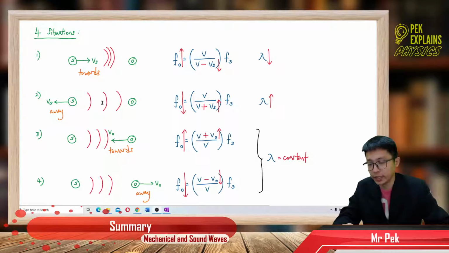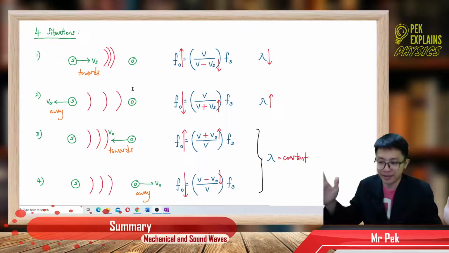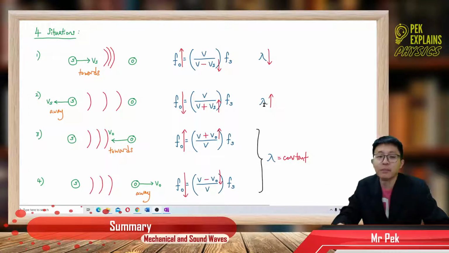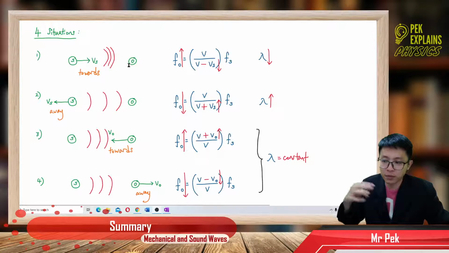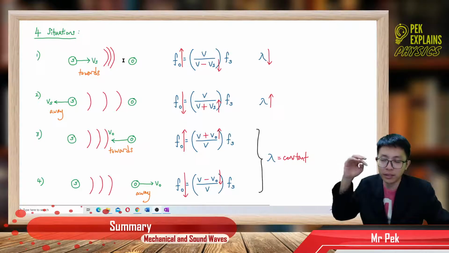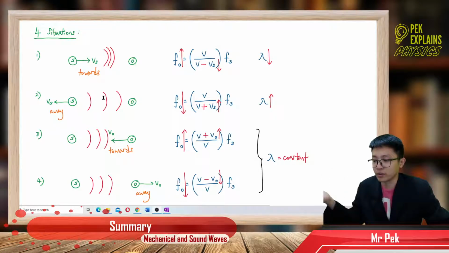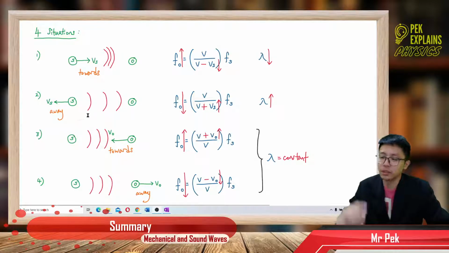Now, if the source is moving away from the observer, the wave emitted by the source towards the observer is more expanded. So the wavelength becomes longer. When the wavelength becomes longer, frequency becomes lower. So the frequency heard by the observer is lower. We can compare like this: when the source is moving towards the observer, you hear a higher frequency, but when the source is moving away from the observer, you hear a lower frequency.